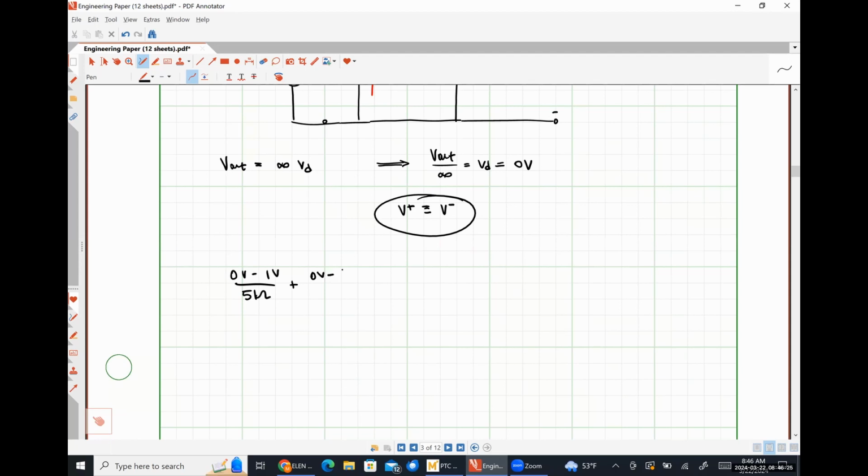Plus 0 volts minus V out over 10 kiloohms is equal to 0. Solving this, we can find that V out is -2 volts, which means our closed loop voltage gain is -2 volts per volt, which is exactly what's given by negative R2 over R1.